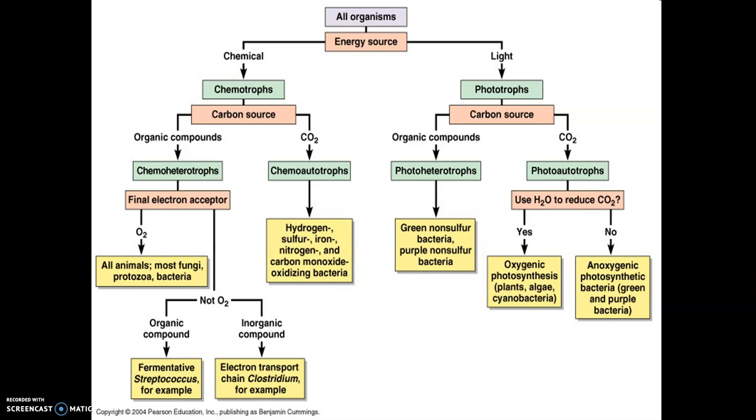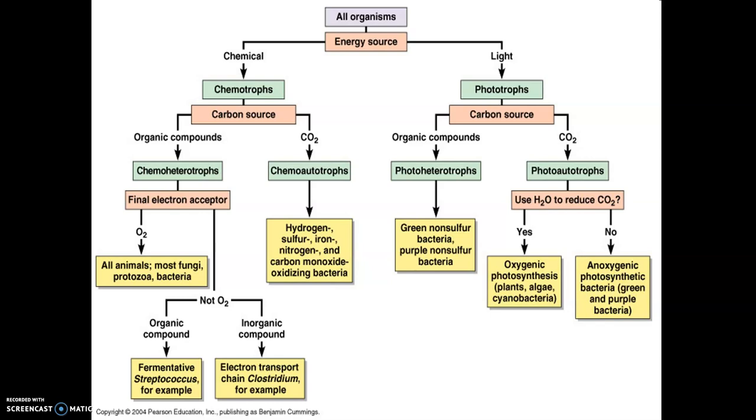Then we go over to the other side for light. The photoautotrophs are organisms that produce their own food using light. That should sound familiar because that's what plants do. Plants, algae, and cyanobacteria are photoautotrophs. They use the light energy from the sun to make their own food, and they don't have to eat.